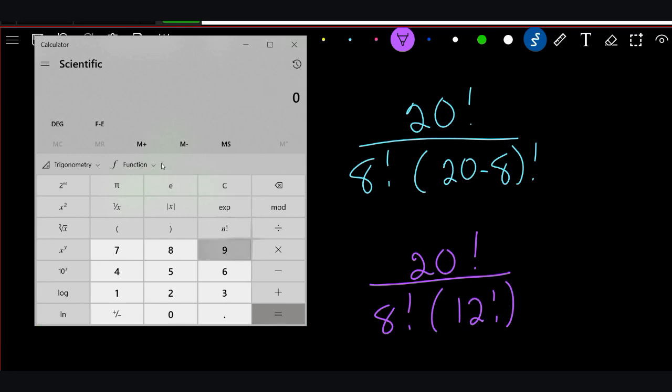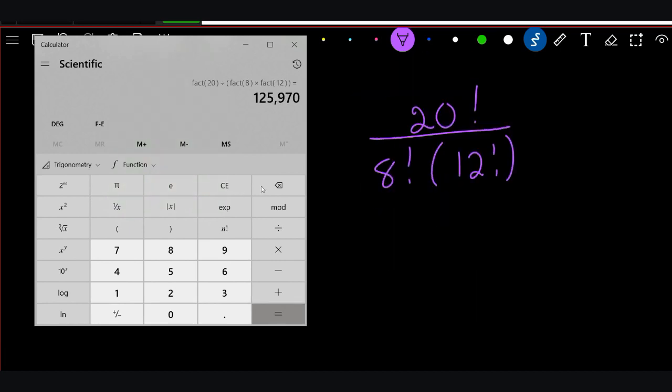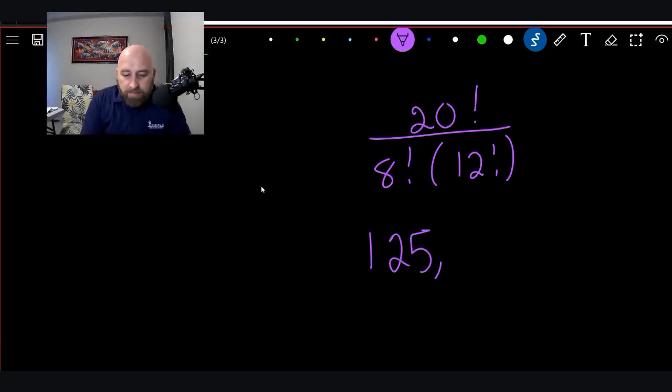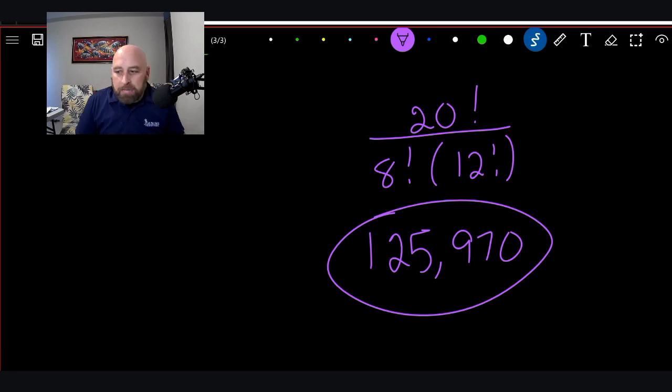You got to know when to put parentheses and things like that. So I'll do 20 factorial divided by parentheses 8 factorial, close my parentheses, times 12 factorial, equals. The answer to this one is 125,970. And that example is on page 485.